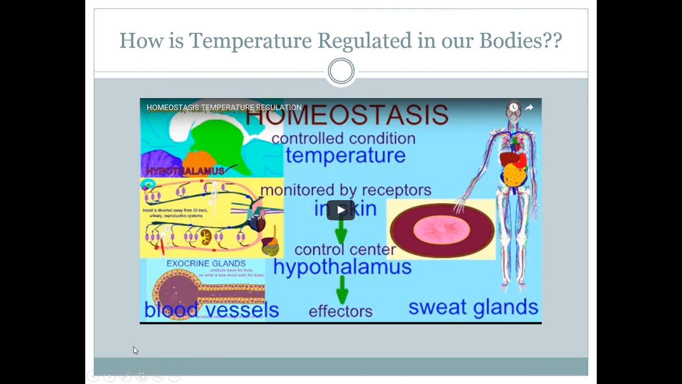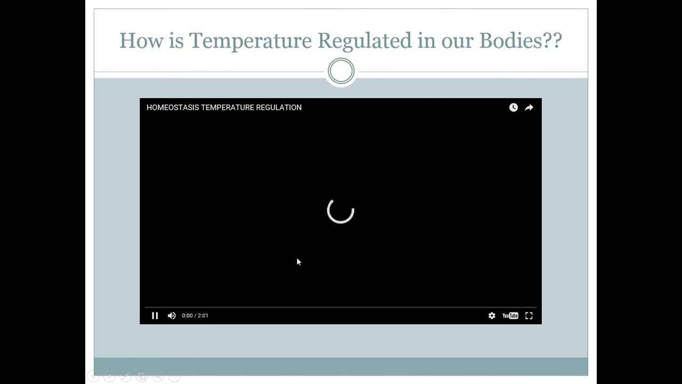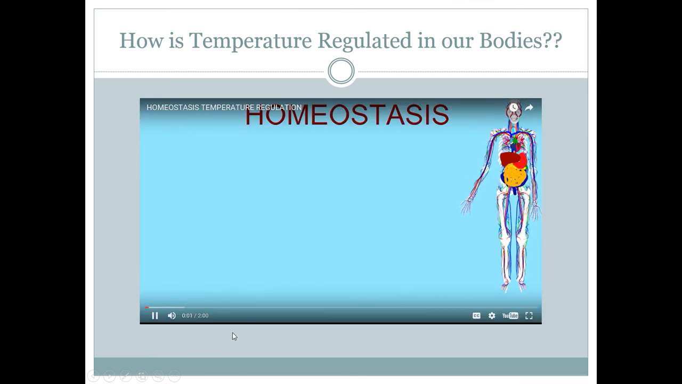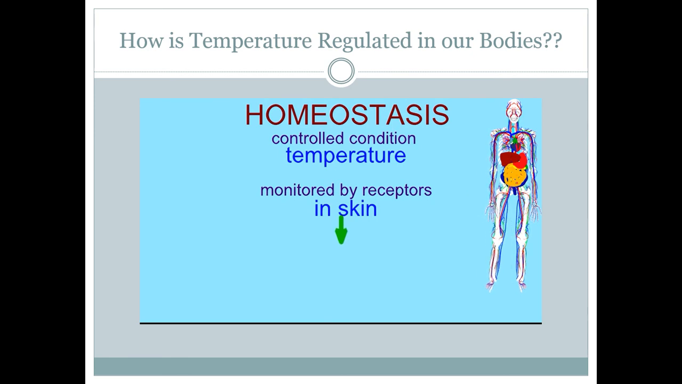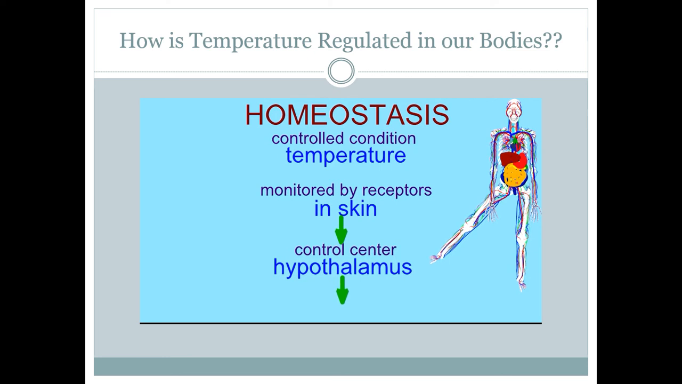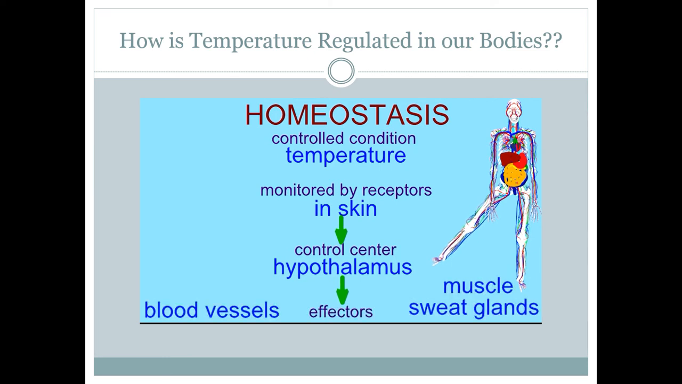So how is temperature regulated? Quick video to show that. Temperature is a controlled condition. It is monitored by receptors in the skin and elsewhere. And they communicate changes to the hypothalamus of the brain. This control center can then coordinate the action of muscles, sweat glands, and blood vessels. These effectors can bring body temperature back to normal conditions.